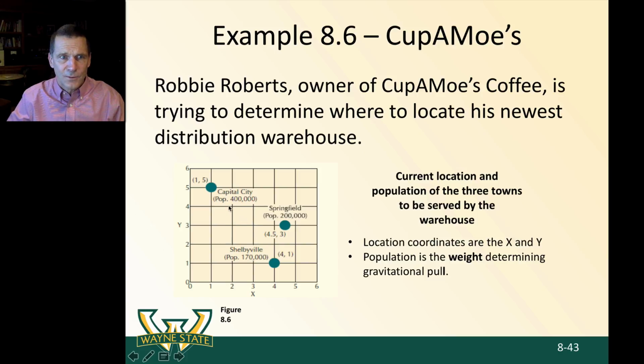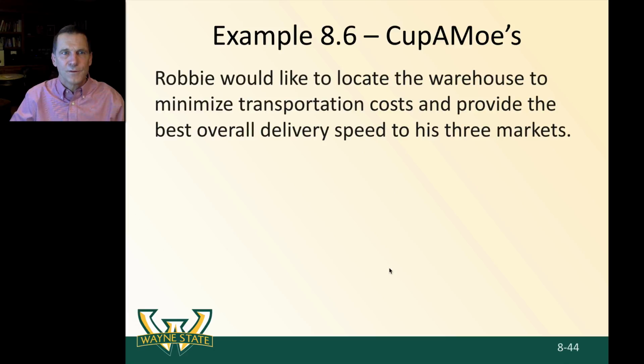What we're trying to do is use the population, in this example, as the gravitational pull towards each point. So you'll know intuitively that the 400,000 in Capital City is going to pull harder than the 200,000, half that, in Springfield, or the 170,000, even less than half that, down in Shelbyville. It's going to have more gravitational tug because we're using population as the weighting. All right, so let's take a look at how the equation flows.